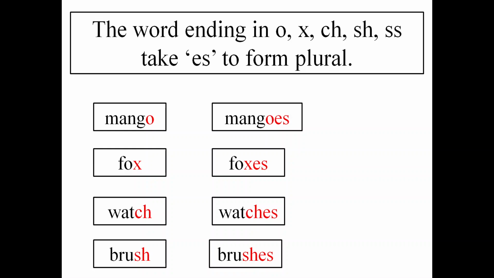Brush. The last two letters are SH. So I will add ES to make plural. Brushes. You need to remember this rule.